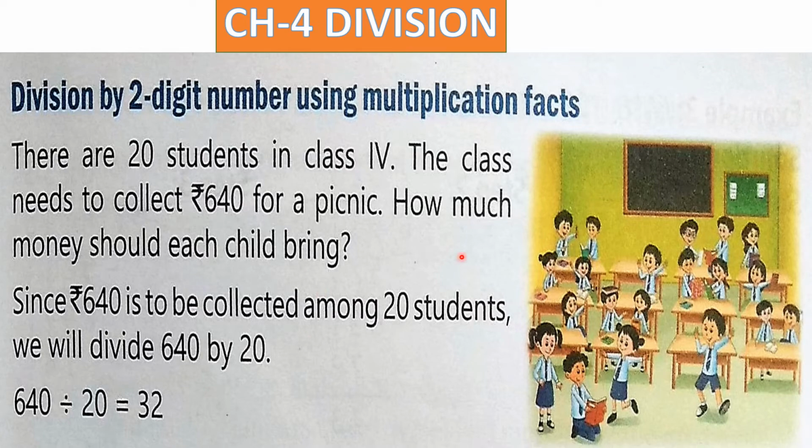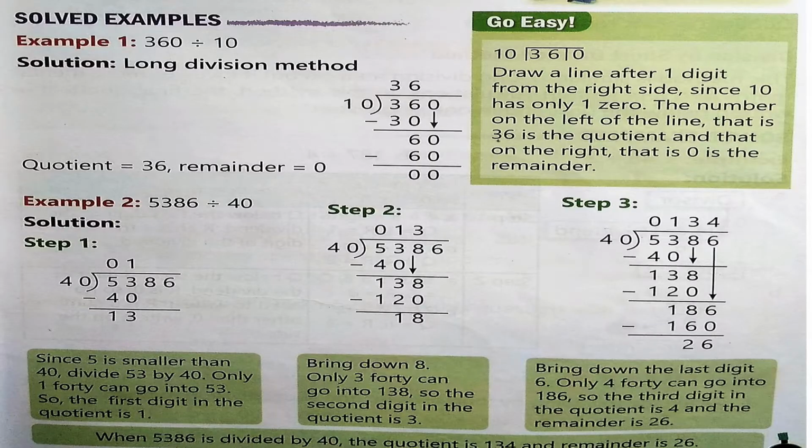In this way, now see another example. 360 divided by 10, by the long division method. We all know that 360 is the dividend and 10 is the divisor. So we will write it in this way.